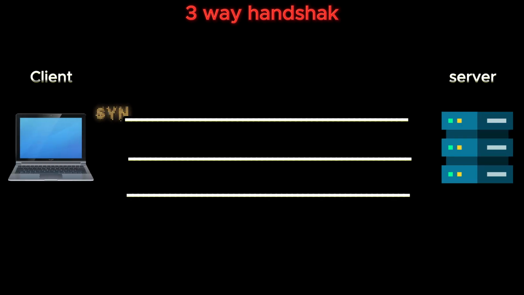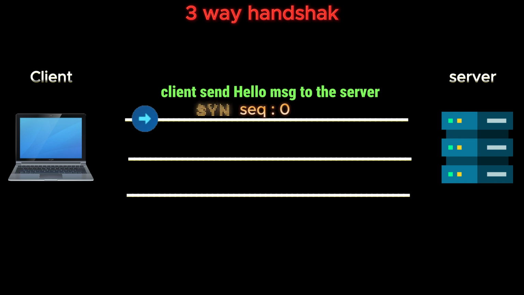The 3 steps involved in the handshake. Synchronization. The initiating device, client, sends a TCP segment with the sync flag set to the server.